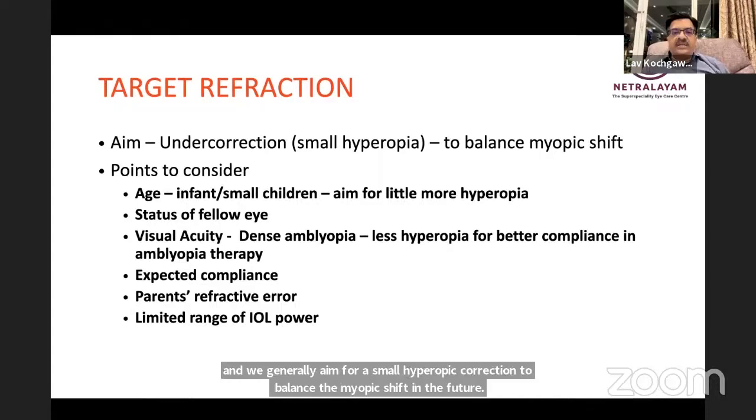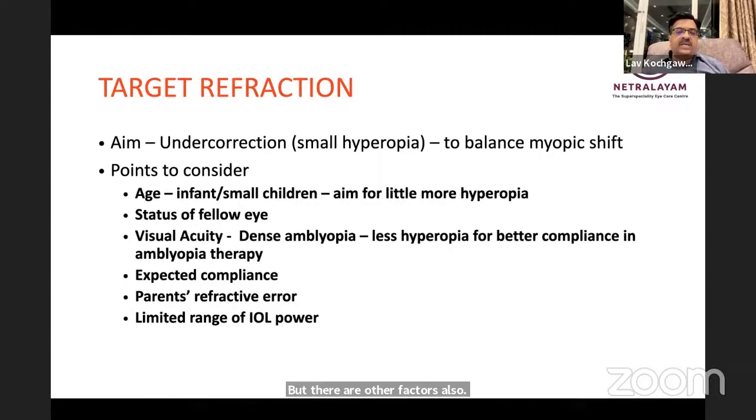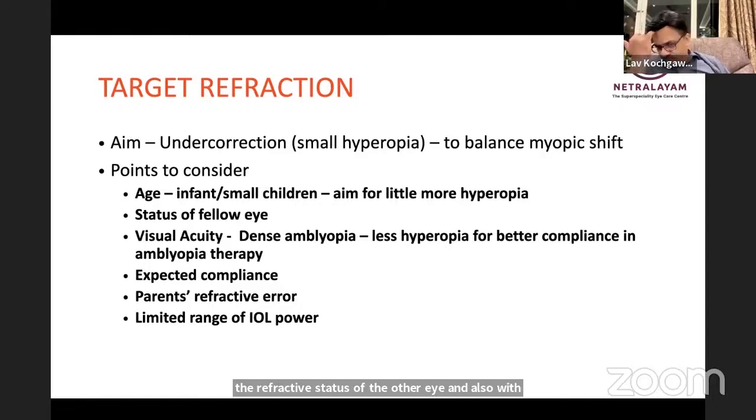But there are other factors also which we have to consider. In smaller children, the myopic shift may be faster, and then we have to go for slightly more hyperopia. Status of the fellow eye, especially if it is a unilateral cataract, we may have to balance it with the refractive status of the other eye, and also with the expected compliance with spectacles. Parents' refractive error will give us an idea about the future myopic shift in the children.